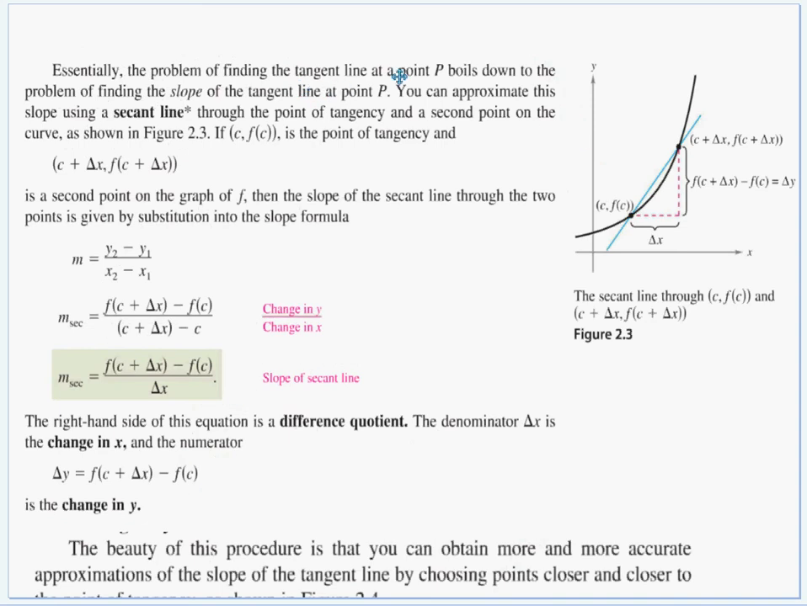Essentially, the problem of finding the tangent line at a point boils down to the problem of finding the slope of the tangent line at that point P. We can approximate this slope using a secant line through the point of tangency and a second point somewhere else on the curve. And this is how we did this back in section 1.1. Remember, for all the years you've had math, slope would be y2 minus y1 over x2 minus x1. The change in y over the change in x is your slope.